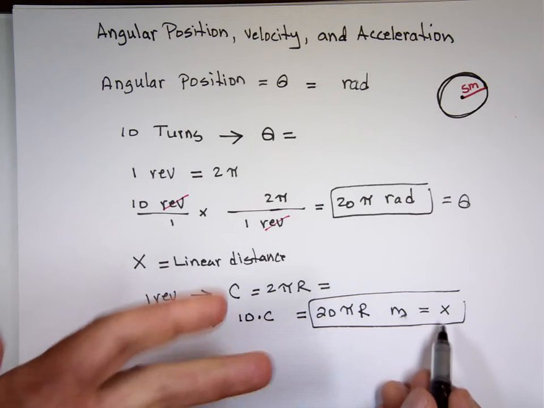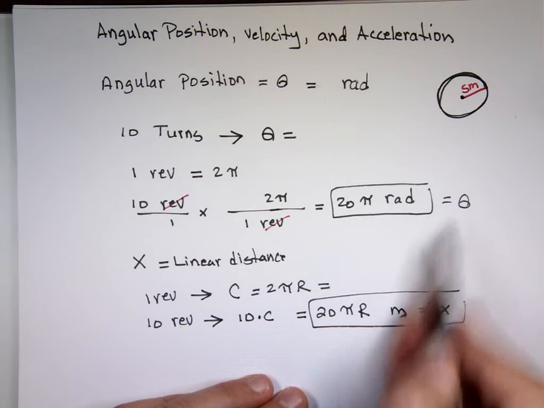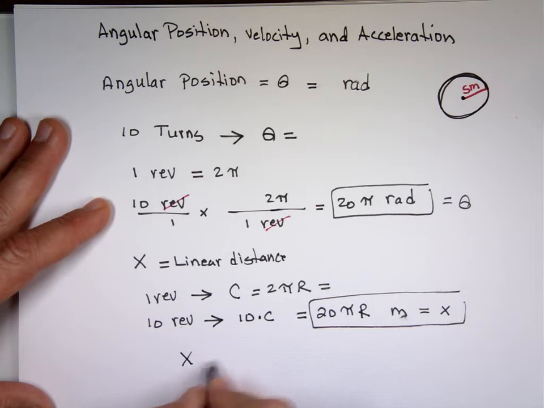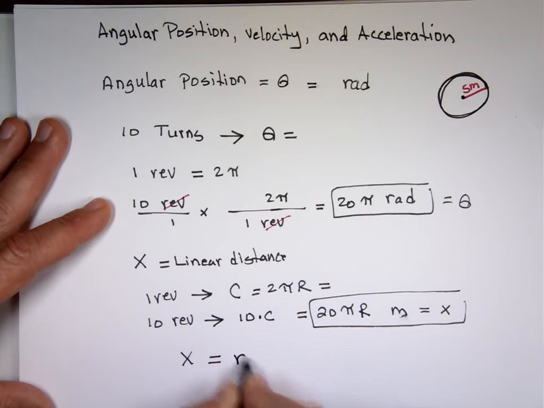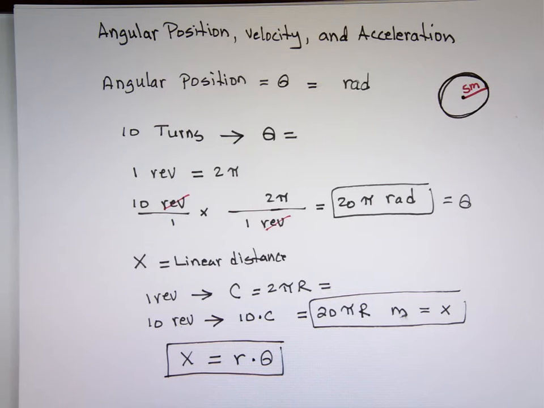To give the distance in meters, you take your distance theta and you multiply it by what? R. So that's really the relationship between linear versus angular position. X is always equal to R times theta. I wanted to derive that equation. If you know what your angular distance is, you know what your linear distance is: R times theta. And make sure theta is in radians, not in degrees.